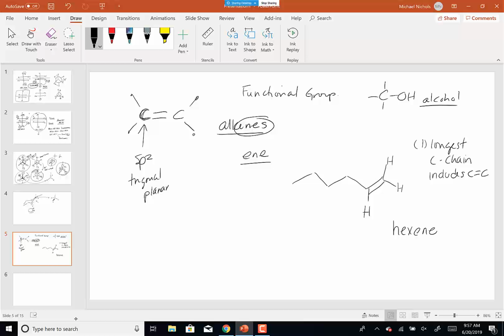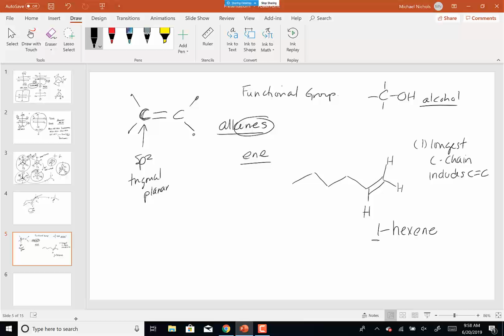So in this case, what would this be? Well, the rule is I have to number from the end closest to the double bond. So in this case, it's 1-hexene. Because if I don't say you have to number closest to the first carbon of the double bond, then people are going to have different numbers. So this is 1-hexene. Okay, so longest continuous carbon chain that has a double bond, number from the end closest to the double bond. And that's what that number means.